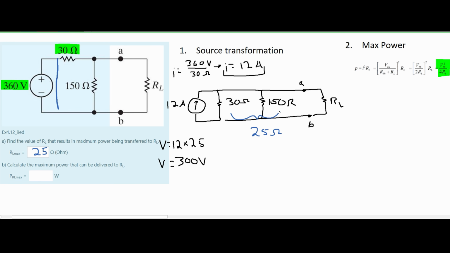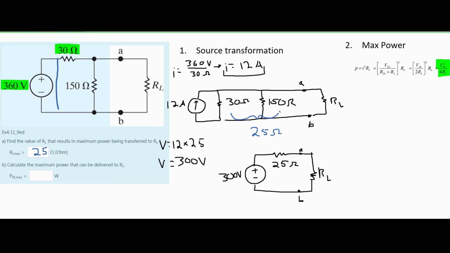Now we can rewrite this. We are going to have our circle plus minus inside of it, 300 volts, and then our resistor in series, which is 25 ohms. And then we are going to have our terminals A and terminals B. And then in between here, we are going to have our RL. And this looks exactly like, if we look at the notes, what our maximum power transfer will be.